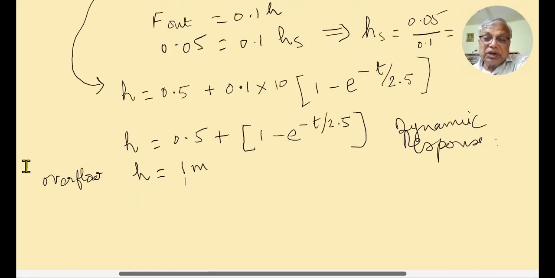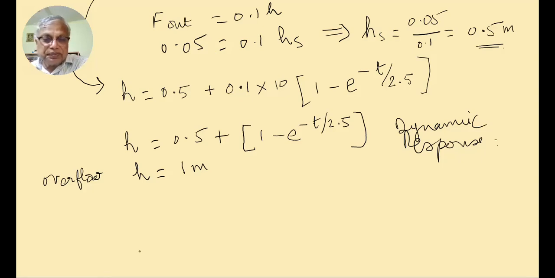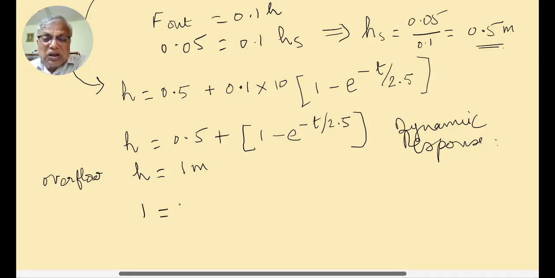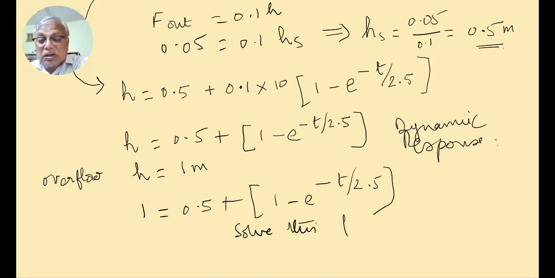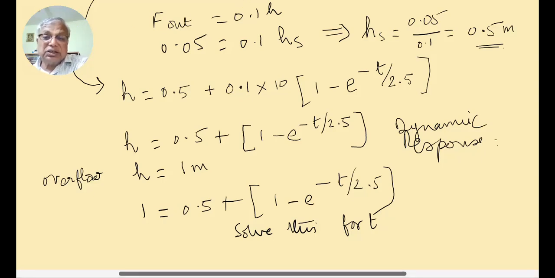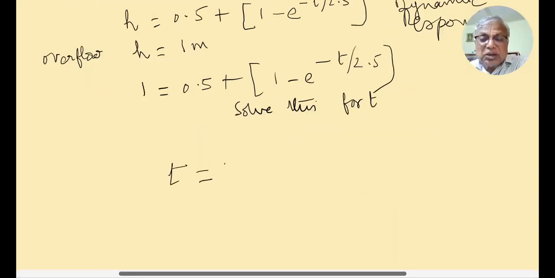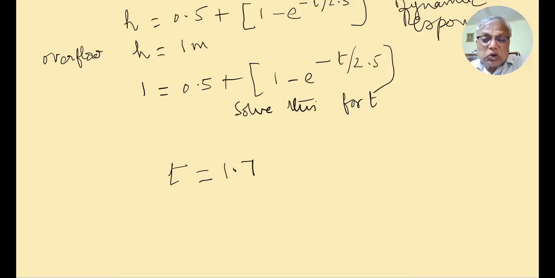So what is the time at which it will overflow? 1 equals 0.5 plus 1 minus e to the power minus t by 2.5. So you solve this equation for t. What do you get? Solve for t, you're going to get 1.73 minutes. So this is the answer.